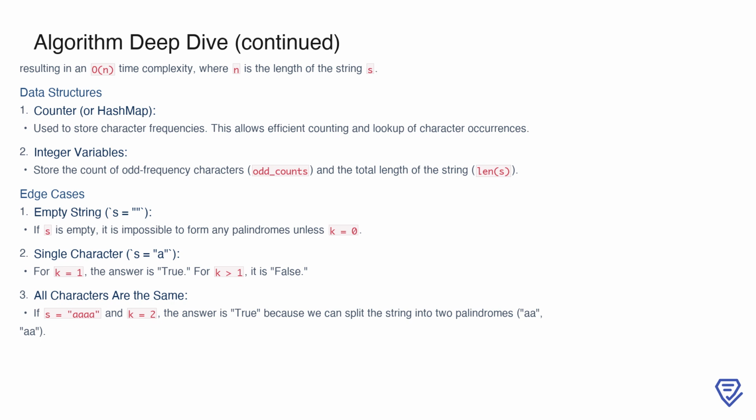To implement this, we use a counter or hash map to store the frequency of each character, and two integer variables to track the count of odd frequency characters and the total string length. This setup allows us to handle edge cases effectively, such as an empty string, a single character string, or strings where all characters are the same. For example, if s is empty, we can only form palindromes if k is 0. Similarly, if s has a single character, forming one palindrome is possible, but forming more than one is not. These considerations ensure the algorithm accounts for all possible scenarios.